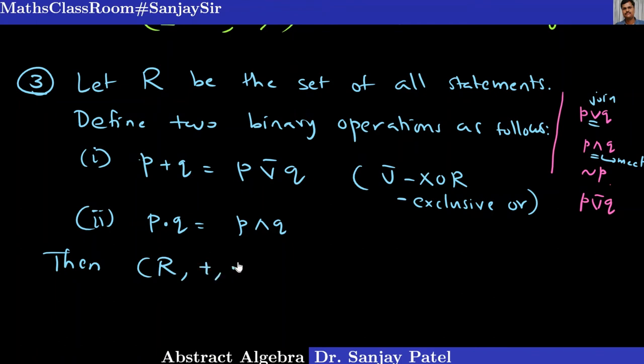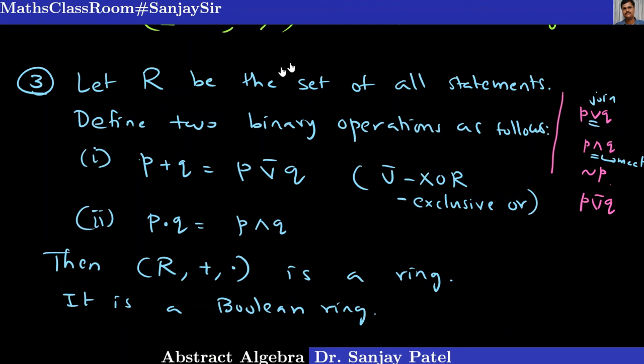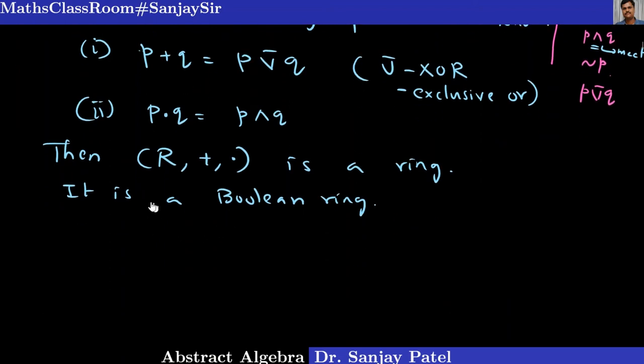Then you can prove that the set R with plus and dot is a ring. This is a ring. Not only that, it is also a Boolean ring. Why? It is now very simple, because P square, in this case, is P dot P, which means P and P, and P and P is P. If you have some knowledge of statement logic, you must know that the join and meet operations are idempotent operations.